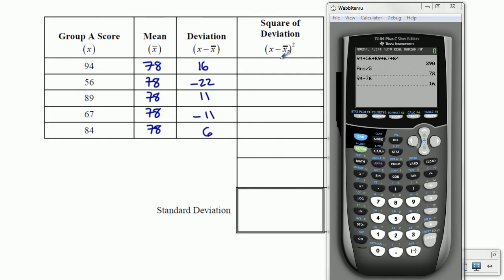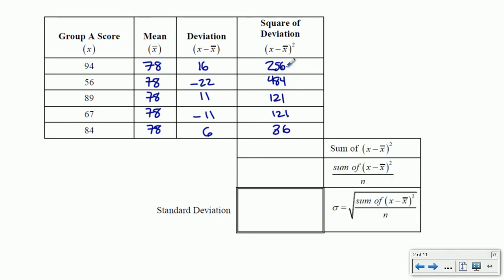Now for the square of the deviation, we just take each of these numbers and square them. So the square of 16 is 256. And then we squared negative 22, which is 484. The square of 11 is 121. Same for negative 11. And 6 squared is 36.